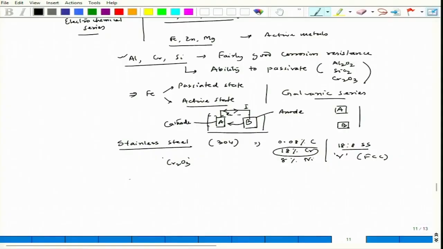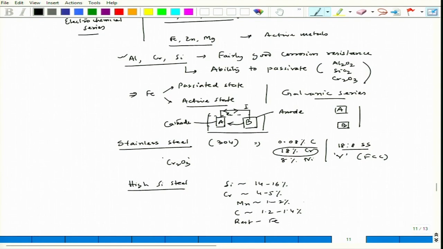Let us say we have another steel, high silicon steel. A typical composition could be like this: silicon of the order of 14% to 16%, chromium of the order of 4% to 5%, manganese of the order of 1% to 2%, and carbon 1.2% to 1.4%, and the rest of course iron. You know, this steel does not have much ductility, but it has a very high degree of corrosion resistance.